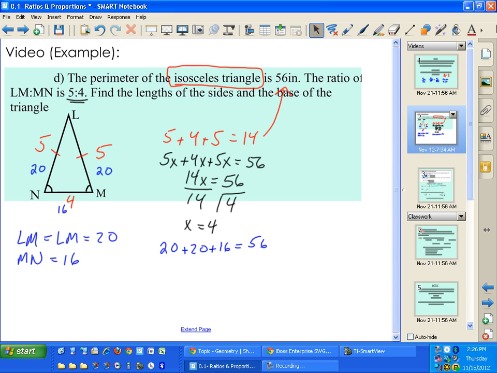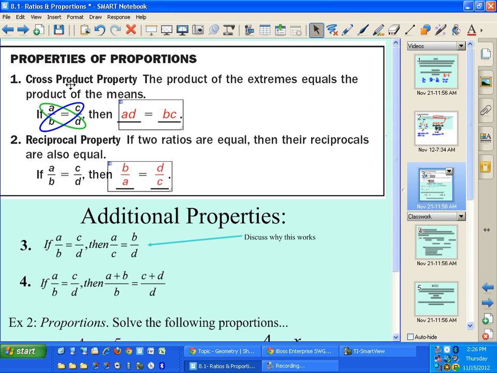Then we have some properties that we deal with for proportions, and basically we have the cross product property, which is a way of undoing proportions, setting them equal to each other.